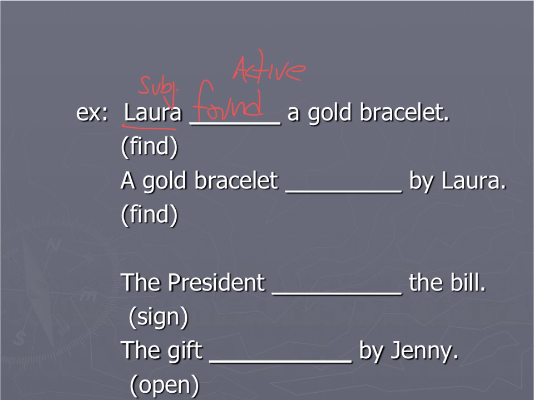Okay. Now, any active voice we can put in passive voice, and any passive voice we can put in active. So if we want to take this active sentence and make it passive, we could say a gold bracelet was found by Laura. So that's going to be passive. It's got a form of be and the past participle. All right, see if you can do the next two on your own.